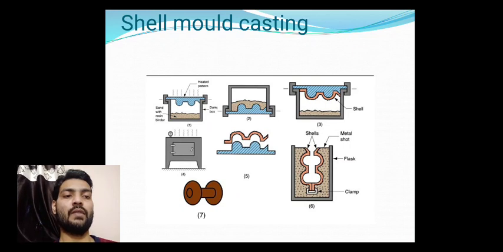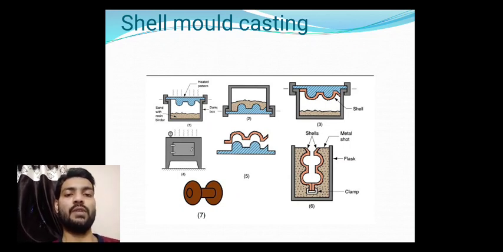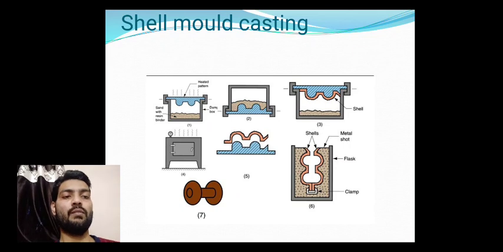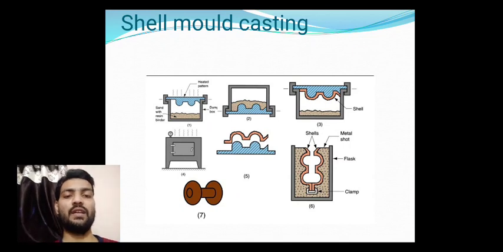Then pour the molten metal completely and allow it to solidify. Then after solidification, the cast product should be taken out, and the seventh step is the finished part of the product.